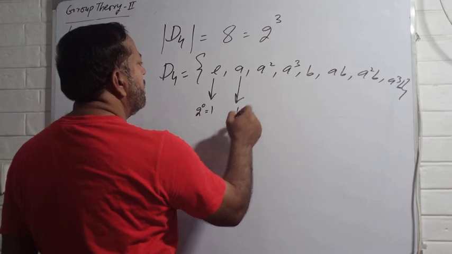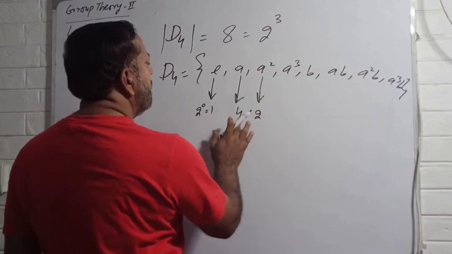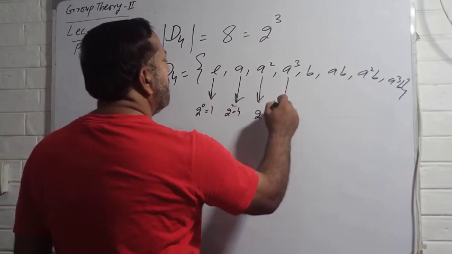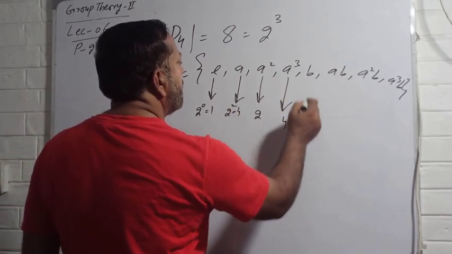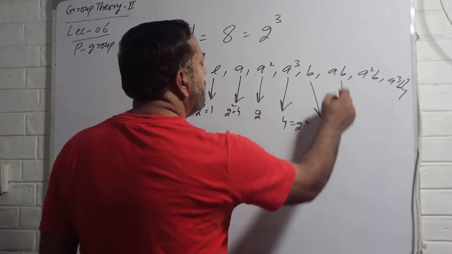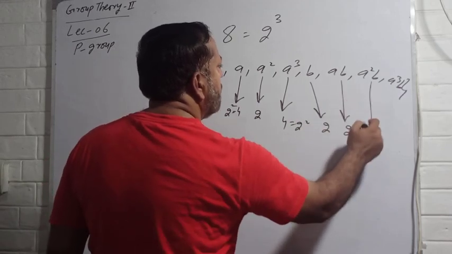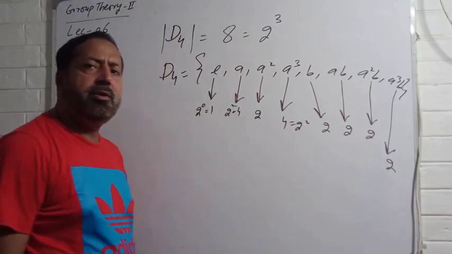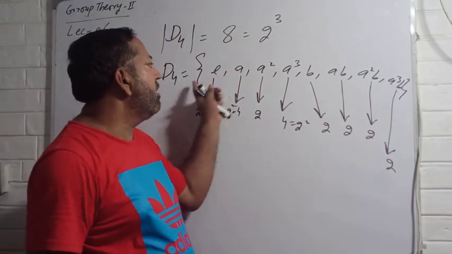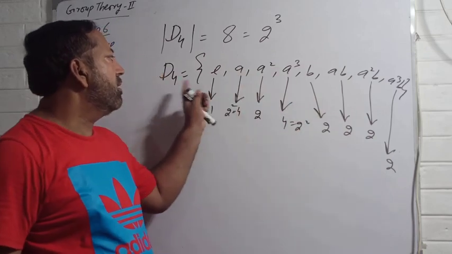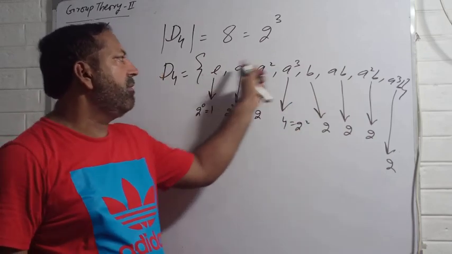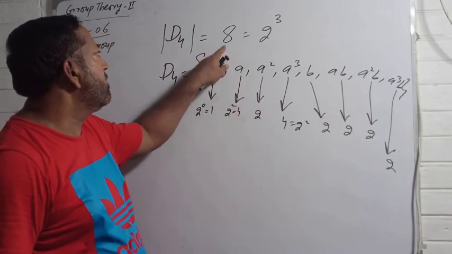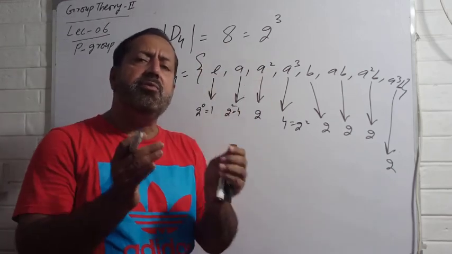Its order is 4, which is also 2 squared; its order is 2, its order is 2, and so on. You see the order structure: the order of every element of G is some power of 2. It's a 2-group. So D4 is a 2-group.